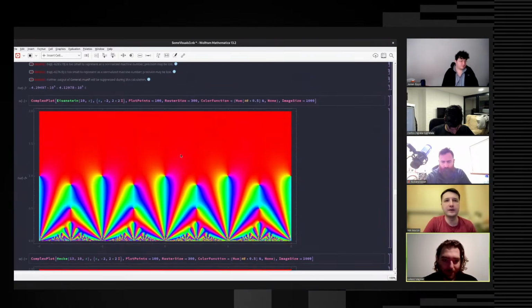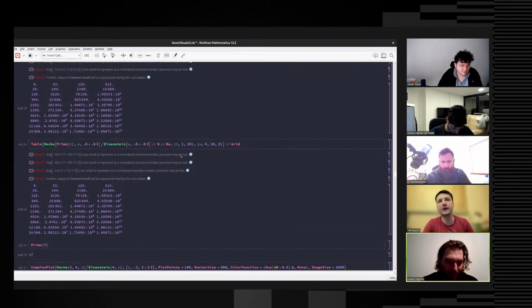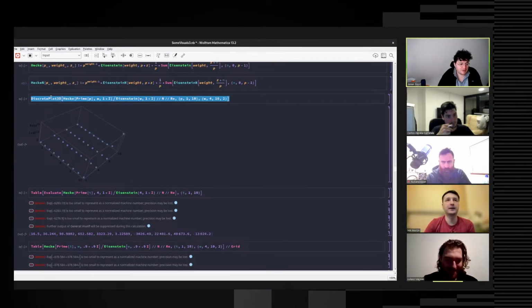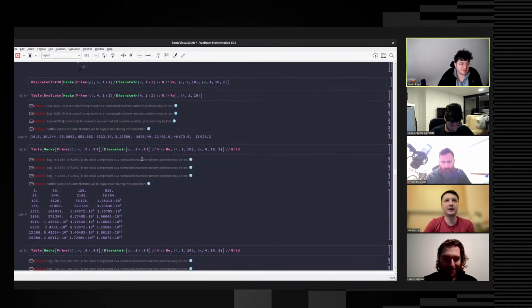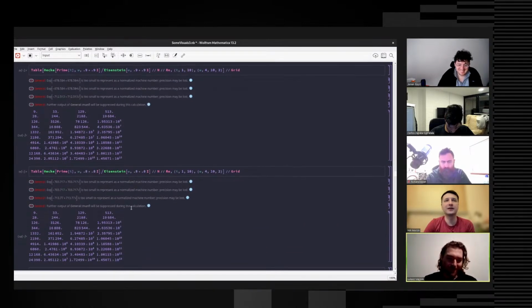Okay, so let's maybe try. That's the table, by the way, for people who are wondering. Let's maybe try with this. We've never had any success with the street plot. Yeah, we produce the table.